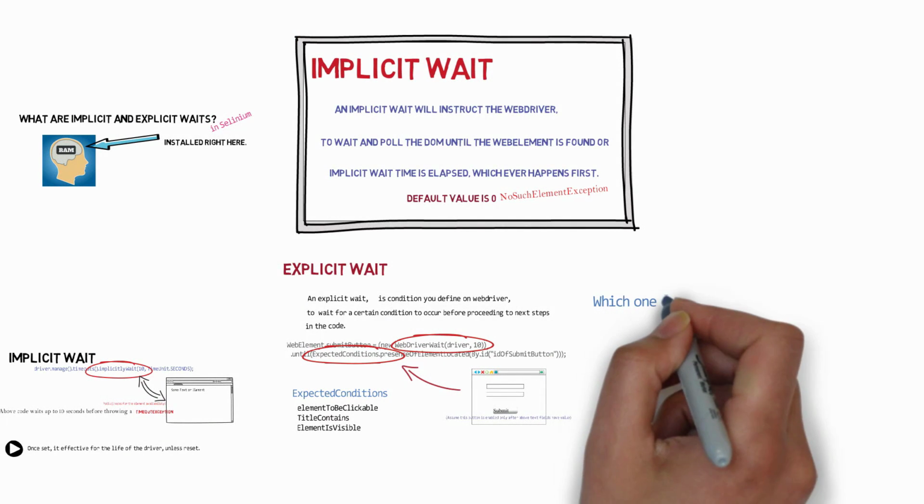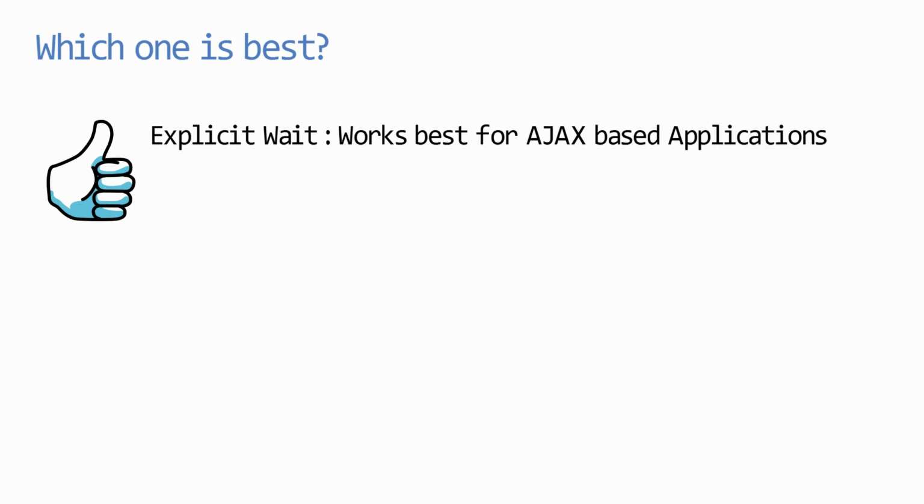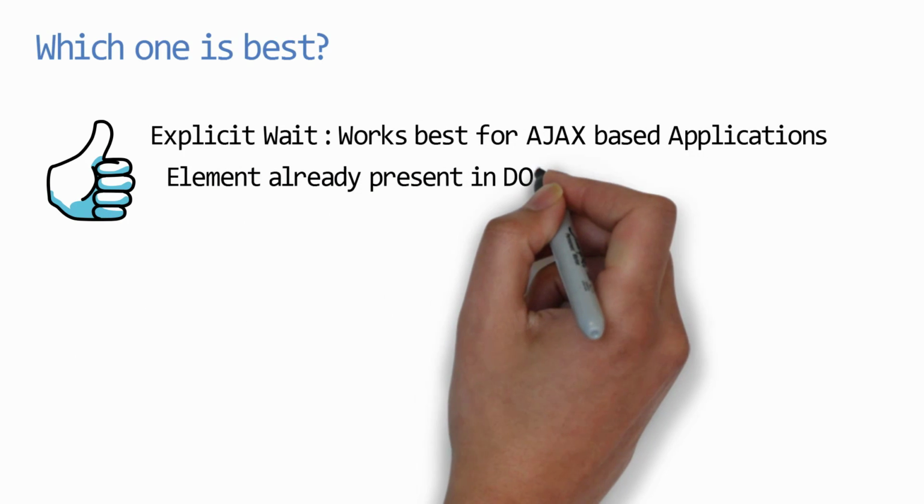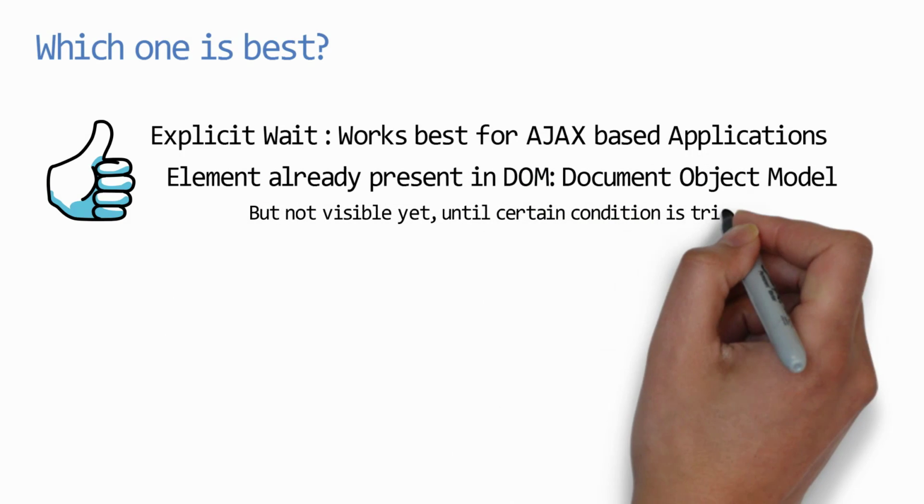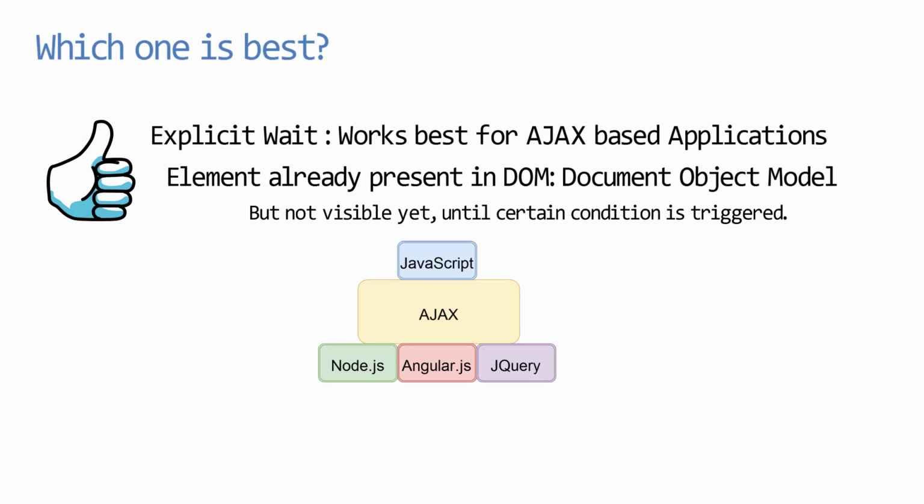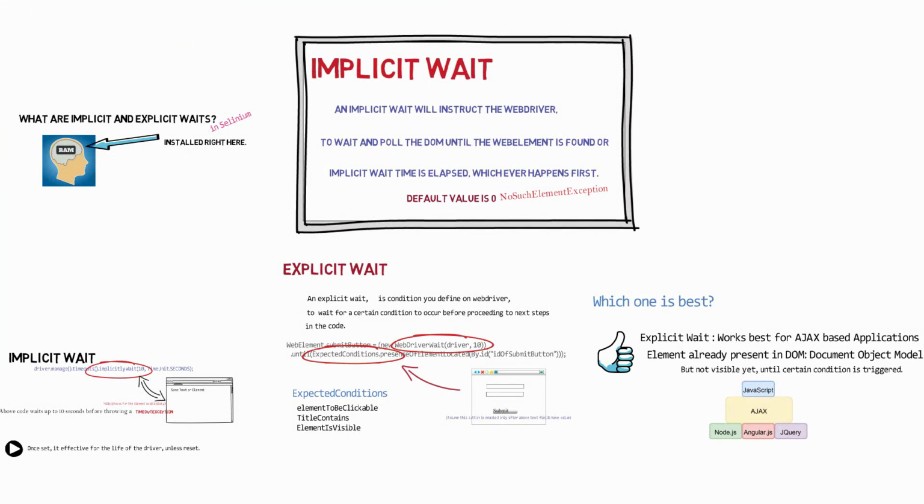So which one is a better option? Even though it depends upon the situation, between these two, explicit wait makes more sense because it gives you the control. So you can choose both wait time and also expected condition. Especially in Ajax-based applications where the elements are already present on the web page but not accessible, not clickable, or not enabled, these kinds of conditions are pretty common while the data is being loaded.